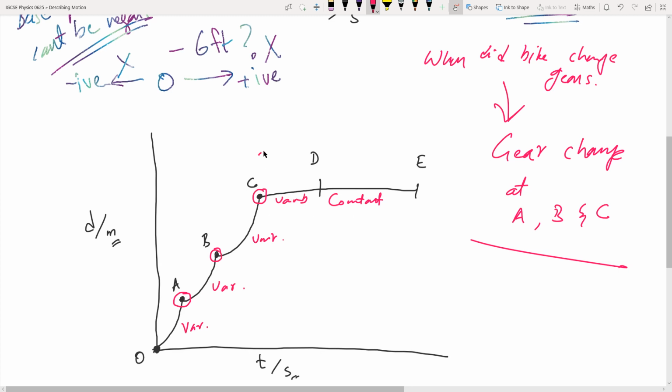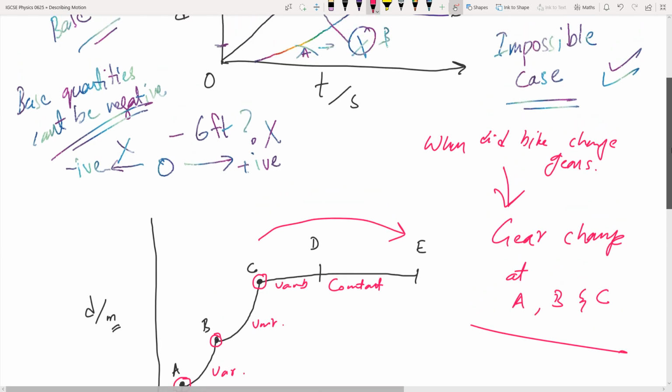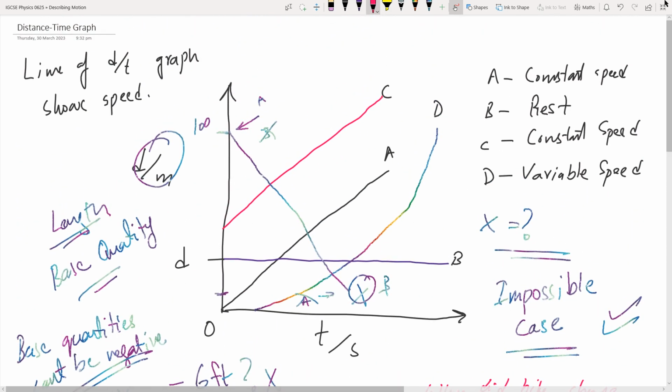But from C to D, we don't see a similar change in the pattern. So we will say that over here it did increase its speed, but it didn't change the gear. It went into a constant speed. That means the gear was at its maximum ratio, and it was not increasing its speed any further. So this is another way of describing the motion of an object using these graphs. I think that's a bit of an understanding of what these graphs are supposed to be like.